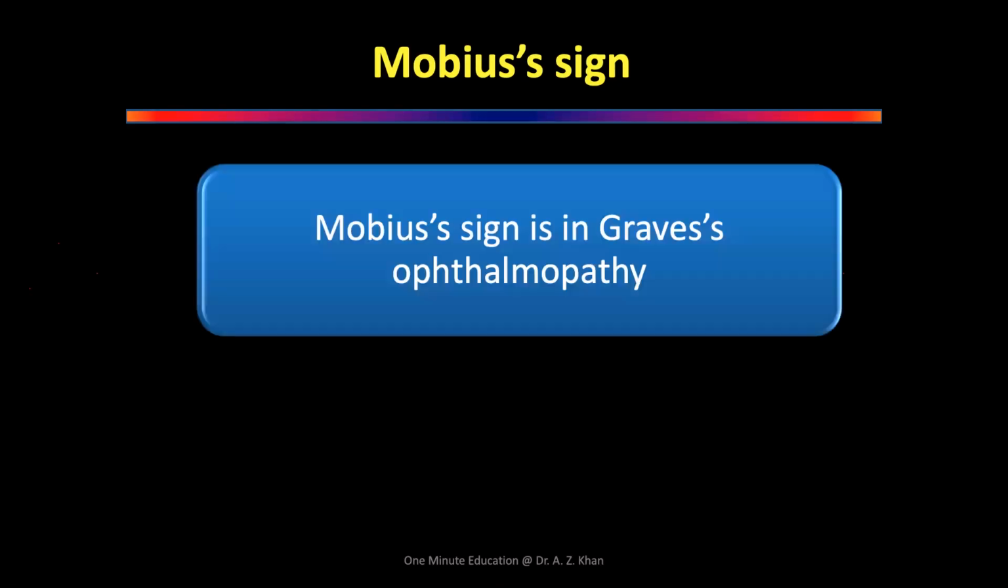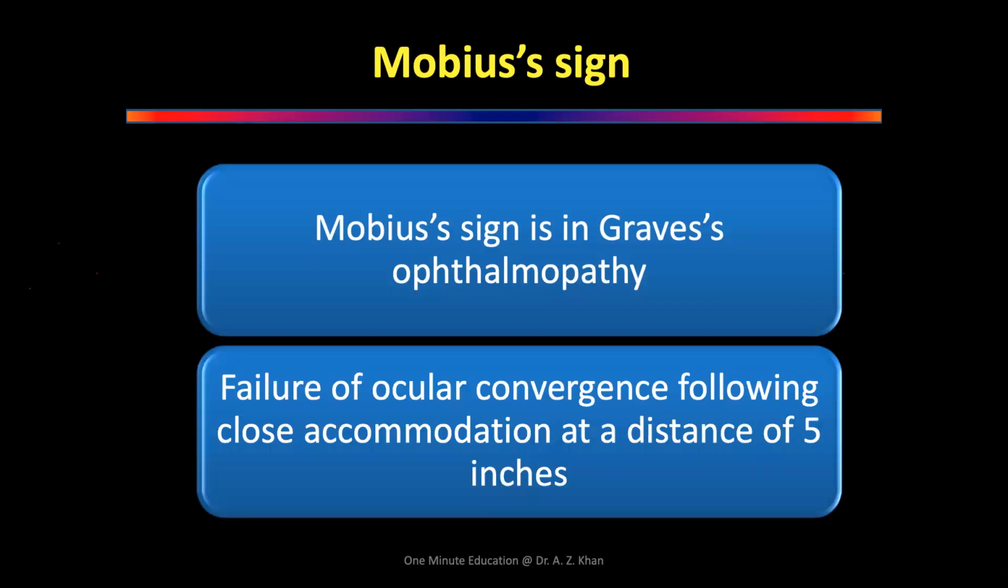Yes, sir. It's a sign of Graves' ophthalmopathy, okay? So this is failure of ocular convergence following close accommodation at a distance of 5 inches. So you move your finger in front of the patient's eye and the patient is unable to converge the eyeballs inward. And it is usually seen when you have a large thyroid goiter, or Graves' disease as it is called.